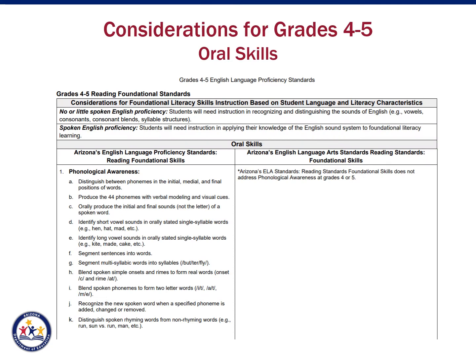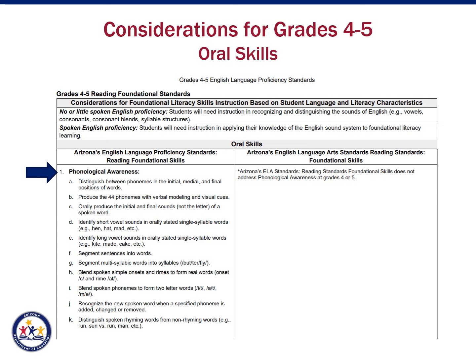Teachers of English learners in grades 4 and 5 should be aware of several considerations for foundational literacy skills instruction based on student language and literacy characteristics. It is important to note that Arizona's ELA standards do not contain foundational standards in phonological awareness in grades 4 and 5. Phonological awareness skills are addressed in the 4th and 5th grade ELP standards because some students may need instruction in these skills to build a foundation in the sounds of English.